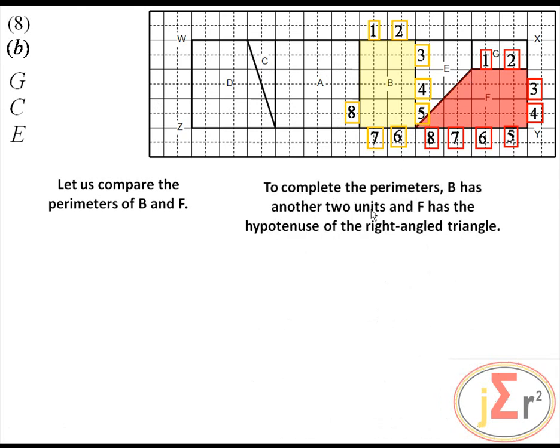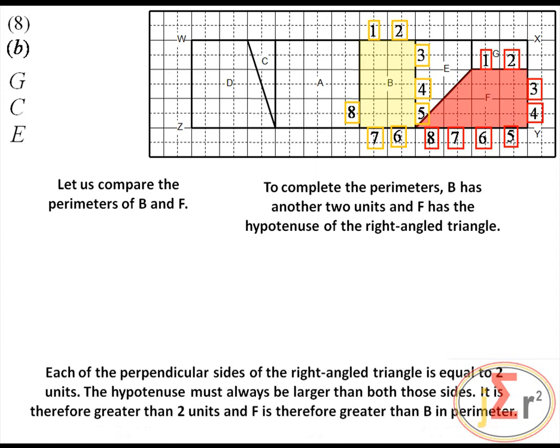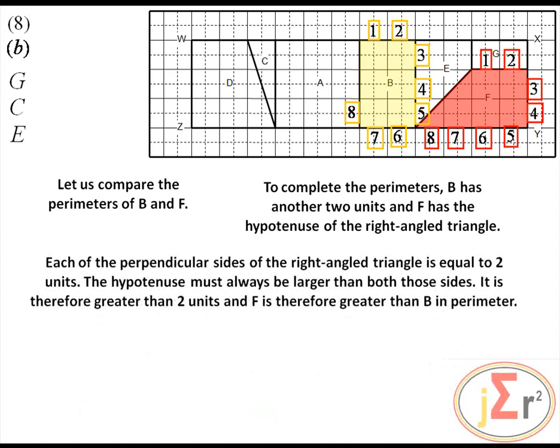But we do not have to make use of that calculation at all. To complete the perimeters, B has another 2 units and F has the hypotenuse of the right angle triangle. Each of the perpendicular sides of the right angle triangle is equal to 2 units. The hypotenuse must always be larger than both those sides. It is therefore greater than 2 units, and F is therefore greater than B in perimeter.